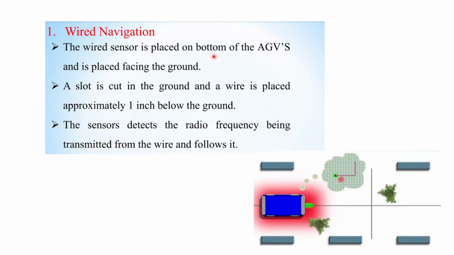The wired sensor is placed on the bottom of the AGV, facing the ground. A slot is cut in the ground and wire is placed approximately 1 inch below the ground. The sensors detect the radio frequency being transmitted from the wire and follow it. So in wired navigation, you define the predefined path by placing a wire 1 inch below the ground. With the help of the radio frequency being transmitted, the AGV is going to follow that particular path. That is called wired.